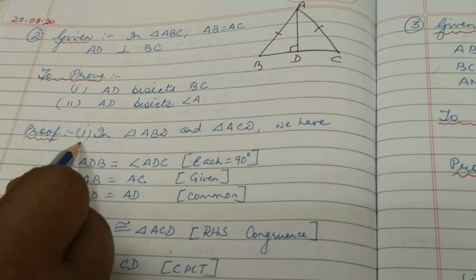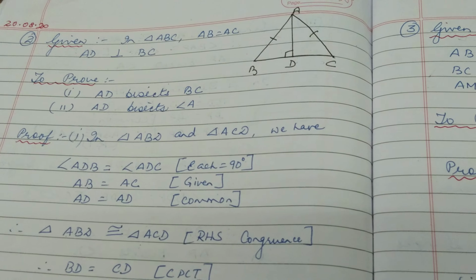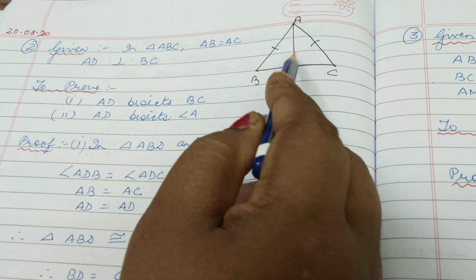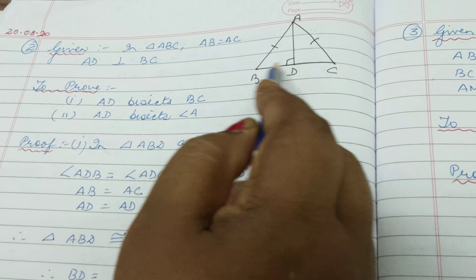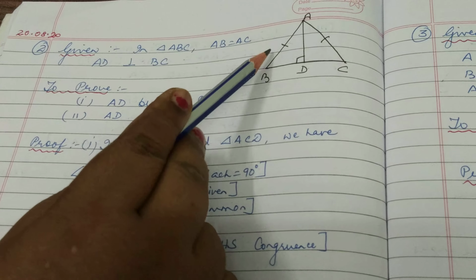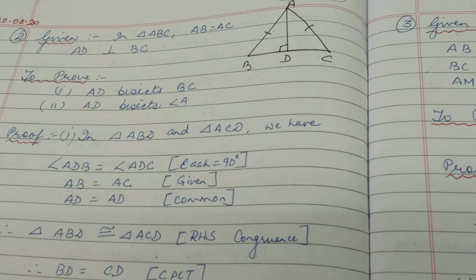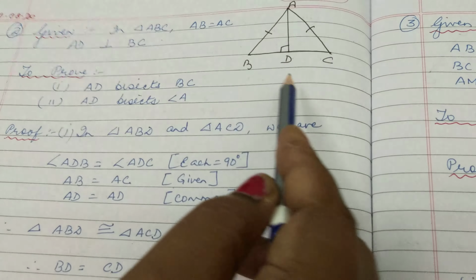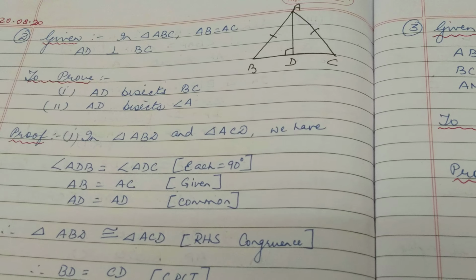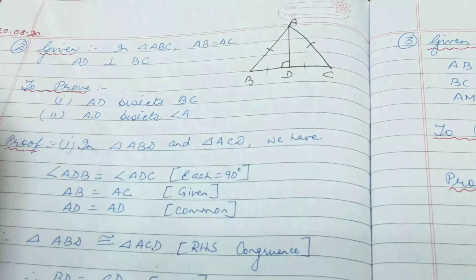For proving the first part, let us take these two triangles, triangle ABD and triangle ACD. In these two triangles, since this is 90 degrees, angle ADB equals angle ADC, each equal to 90 degrees. AB equals AC, given, and AD equals AD, common. Therefore, the two triangles are congruent by RHS congruency rule. Since the two triangles are congruent, therefore BD equals CD.